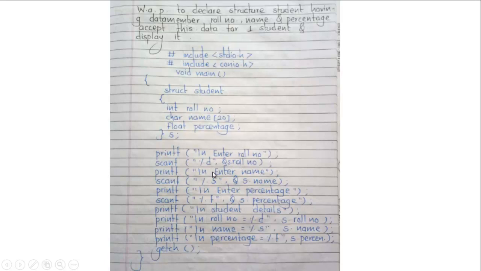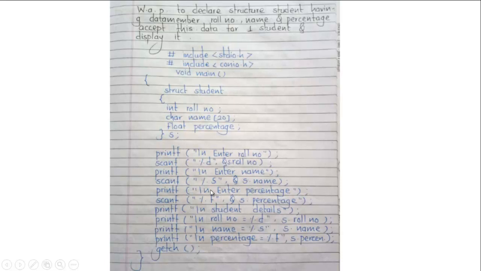Then name: printf \n enter name, then scanf %s. Because name is character type data, it is basically a string. So you have to write %s, double quote complete, comma, ampersand yes dot name. Here ampersand yes dot roll number, here ampersand yes dot name.